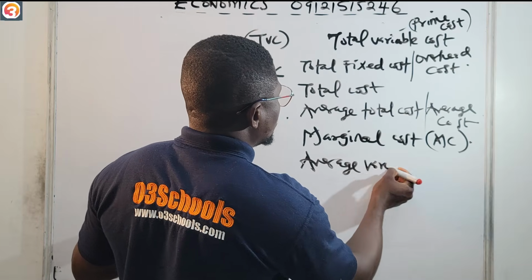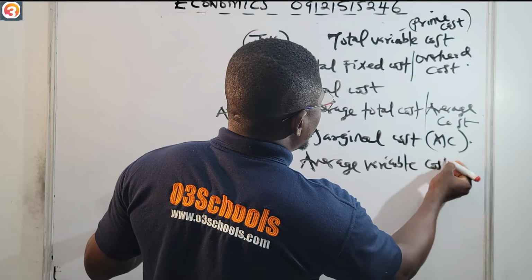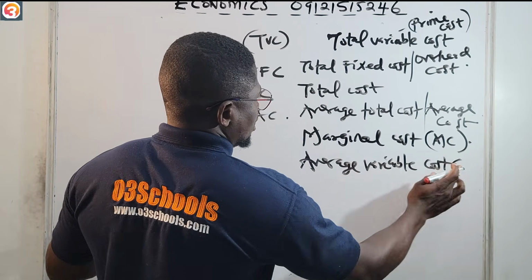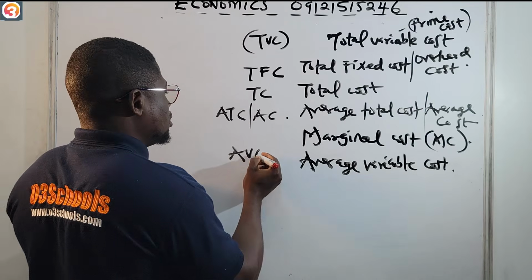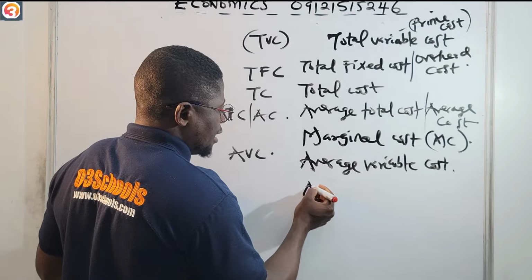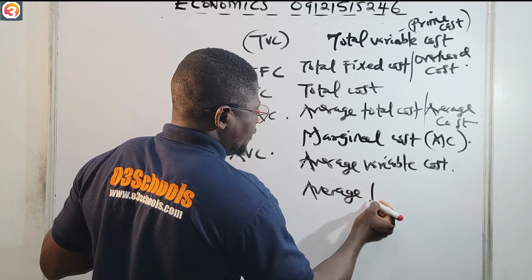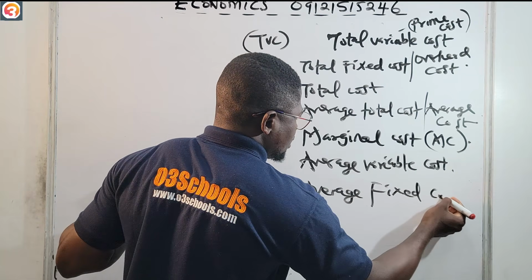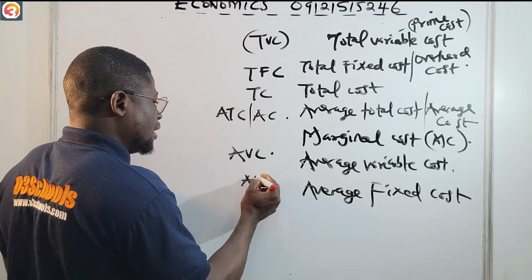Average variable cost. Okay, this one is now what? AVC. All right. Then the last one will now have what? Average fixed cost. All right. So we'll now have average fixed cost. Okay. AFC.